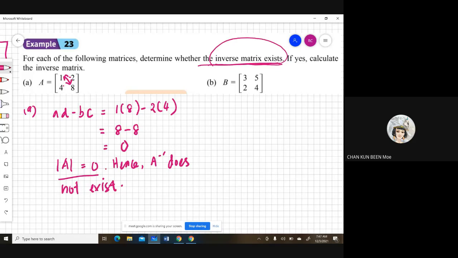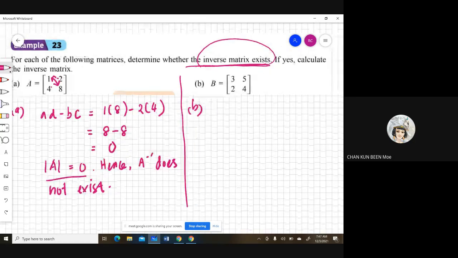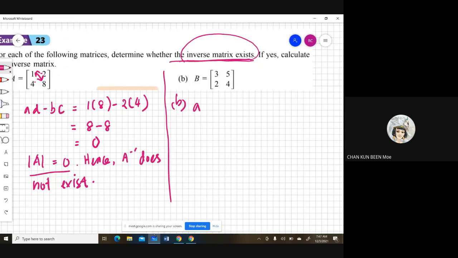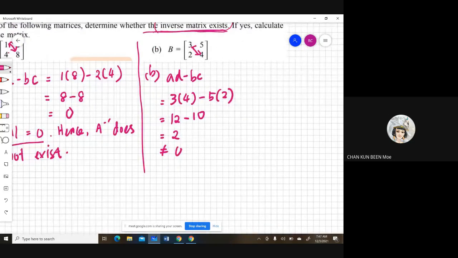Okay, and now we look at B, question B. Same thing, if you want to find out whether the inverse matrix exists, we are going to look for the determinant first. So AD minus BC for this matrix is 3 times 4 minus 5 times 2. So 3 times 4 is 12. 5 times 2 is 10. It is not equal to 0, right? When the determinant is not equal to 0, it means that there is an inverse matrix.